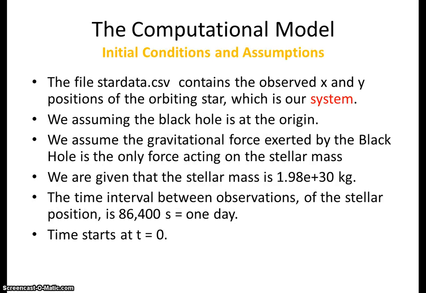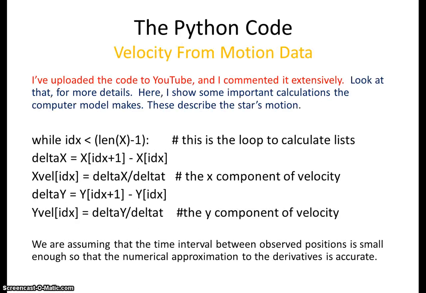I'm going to give you some assumptions and conditions. The file stardata.csv contains the observed x and y positions of the orbiting star. We assume the black hole is at the origin. We assume the gravitational force exerted by the black hole is the only force acting on the stellar mass. We are given the stellar mass as 1.98 times 10 to the 30 kilograms. The time interval between observations of the stellar position is 86,400 seconds, which is 1 day. The time starts at t equals 0.